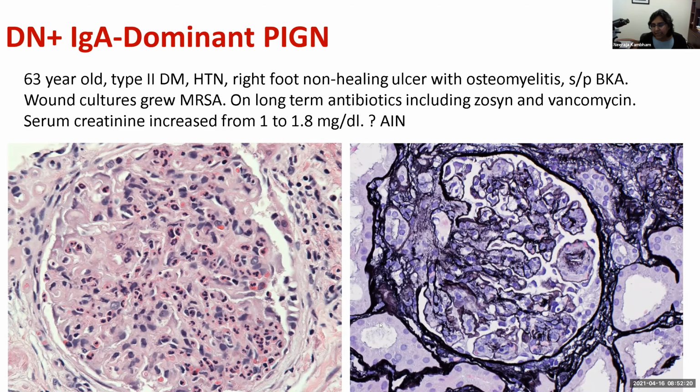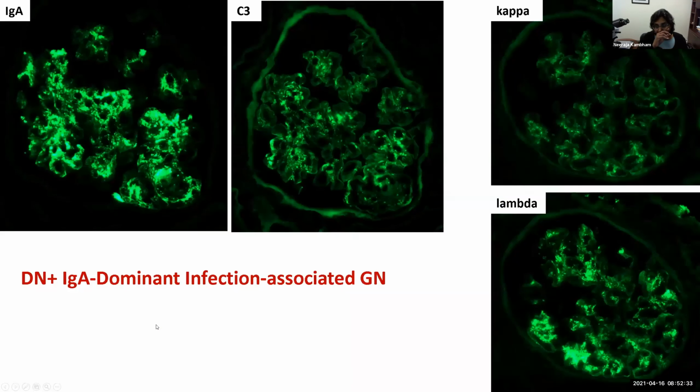And on a silver stain, you could see the mesangial sclerosis and early nodularity there. So there was some mild underlying diabetic nephropathy, but there's something else happening. And when we did the IF, there were lots of deposits in the mesangium and some along the capillary wall with IgA, C3, kappa, and lambda. And in this particular instance, we called it a diabetic nephropathy plus IgA dominant infection associated GN.